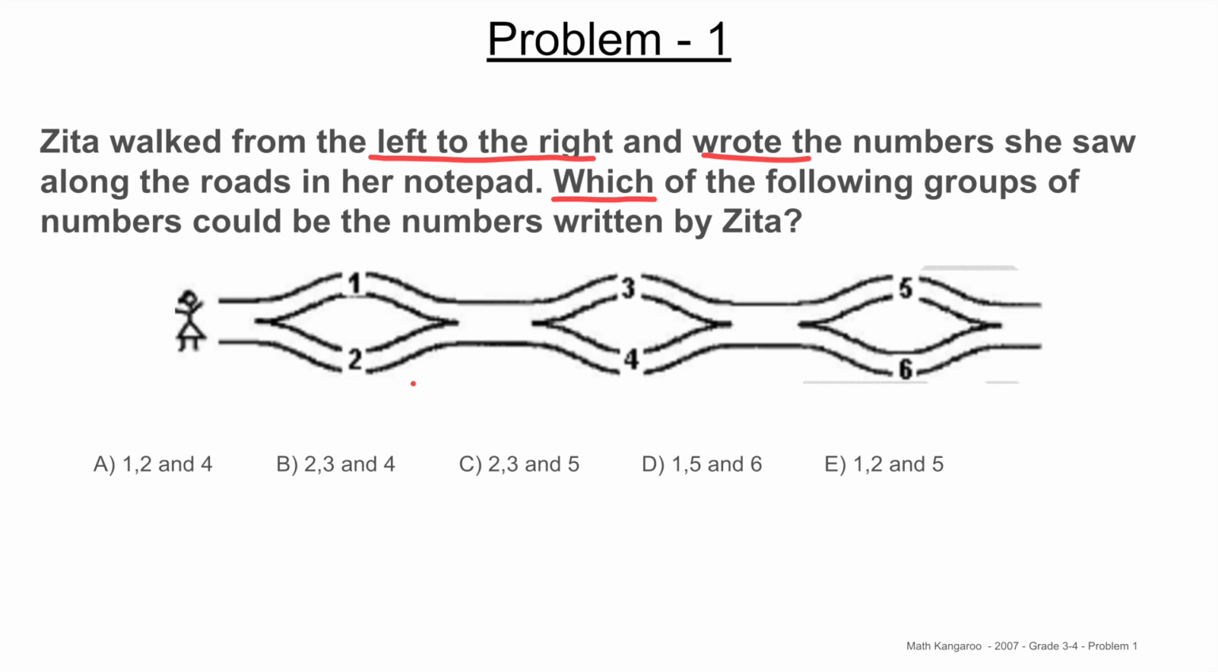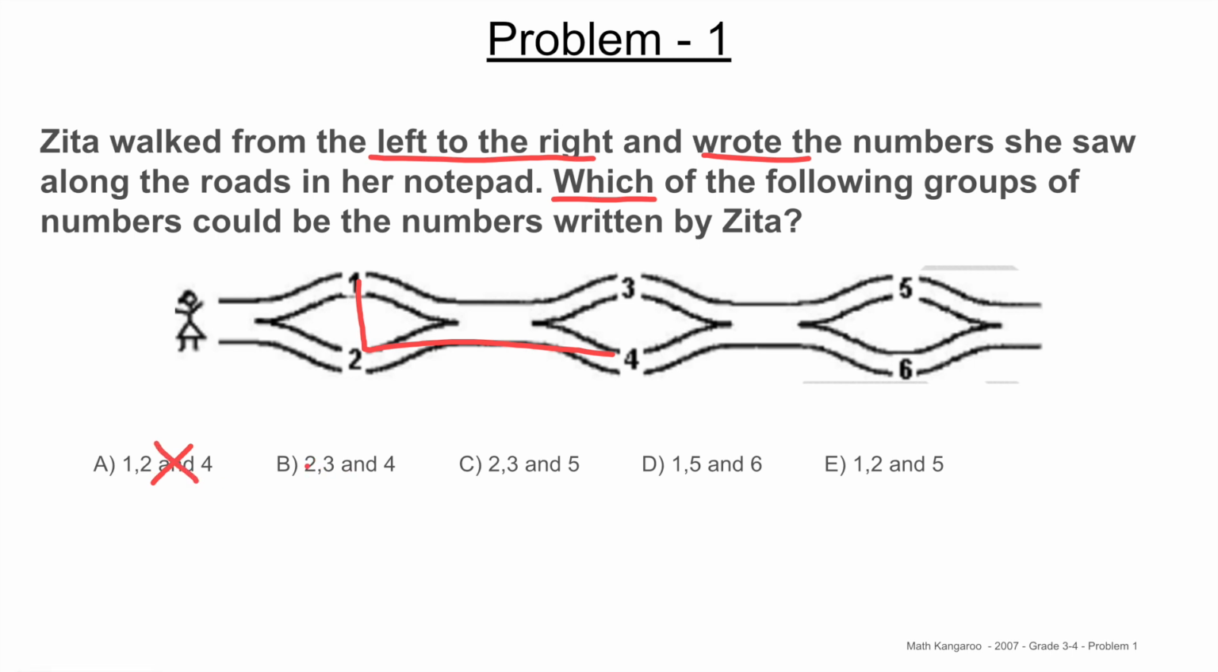The method of elimination is a smart way to solve multiple choice questions by removing incorrect answers step by step until only the correct one remains. Instead of guessing, we analyze each option, cross out the ones that don't work, and find the best answer. So here are our options. Option A, 1, 2 and 4. Zita can't jump from 1 to 2 and then 4. This is not our answer.